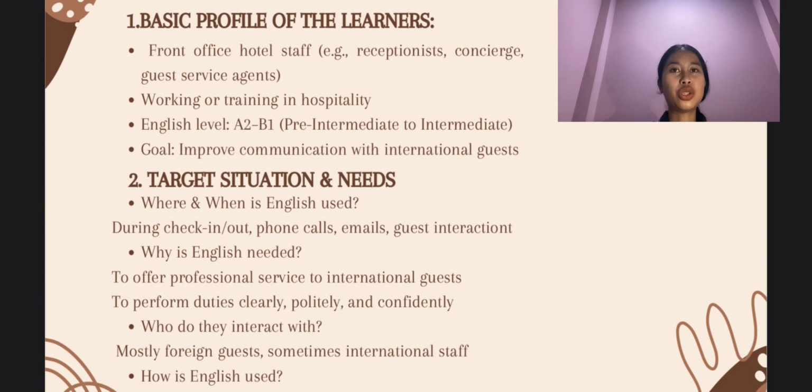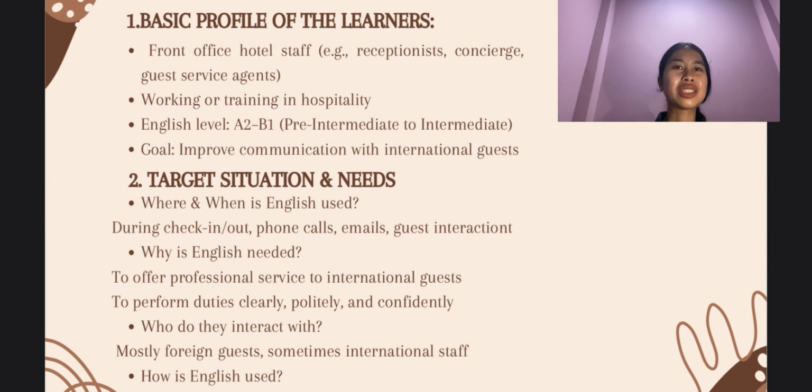First, when is English used? During check-in or check-out, phone calls, face-to-face communication with guests, and written communication, for example, emails or notes. Second, where is English used? At the front desk, concierge counter, or guest service area, both in person and on the phone. Third, why do they need English? To communicate with international guests clearly and politely, to provide a good guest experience, and to perform their job professionally.